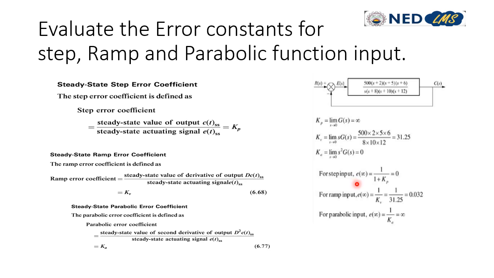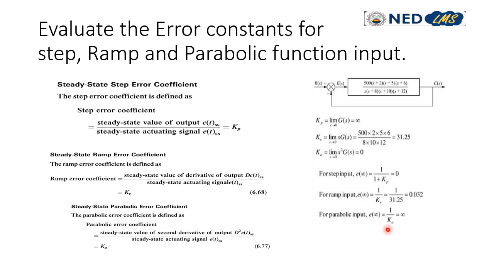For step input, the expression for steady state error is 1 upon 1 plus Kp. As Kp is infinity, the steady state error is 0, because 1 upon infinity is 0. For ramp function it is 1 upon Kv, or 1 upon 32.5. That is, for ramp input the steady state error has a very small value, 0.032, but it has some steady state error obviously. For parabolic input it is 1 upon Ka, and because the parabolic error constant is 0, 1 upon 0 is actually infinity.